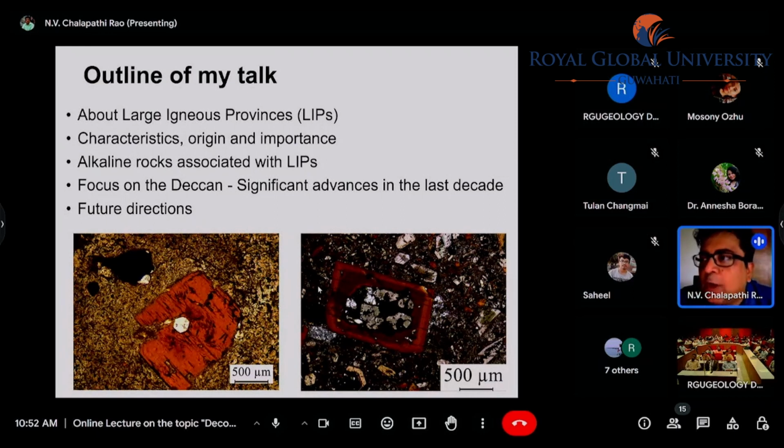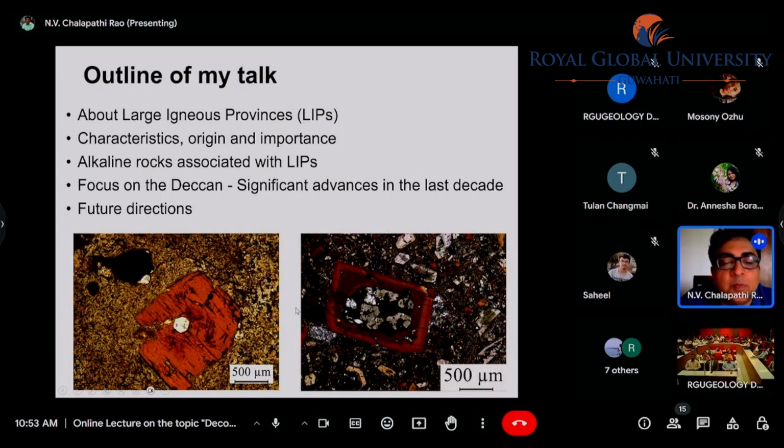They played an important role in mass extinctions. We all know about the demise of the dinosaurs and all that. They played an important role in leading to mineral resources, and they also played a very important role in influencing the Earth's lithosphere. That's what we are going to discuss. Then the third point is I will be talking about alkaline rocks which are associated with them. Then the focus will be on the research which has been done in the last decade and what the future directions are. So this is the outline of my talk.